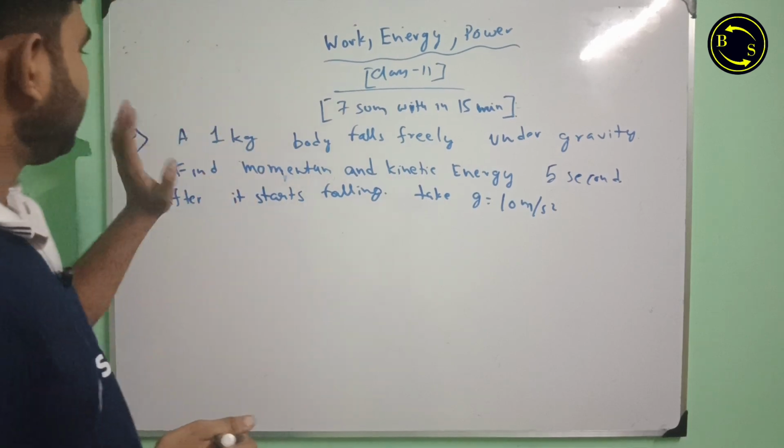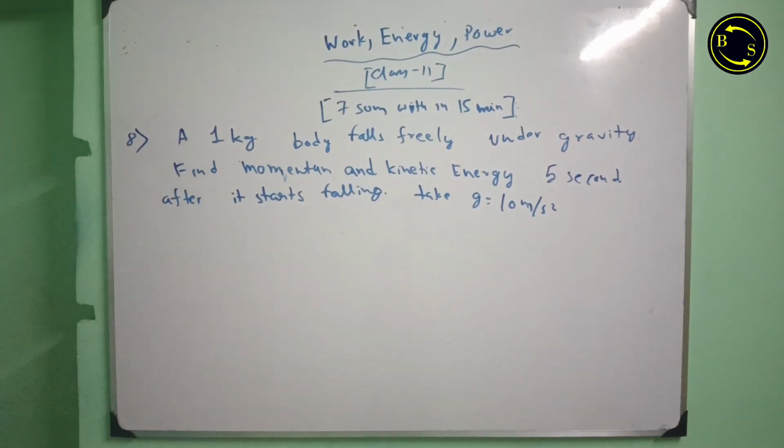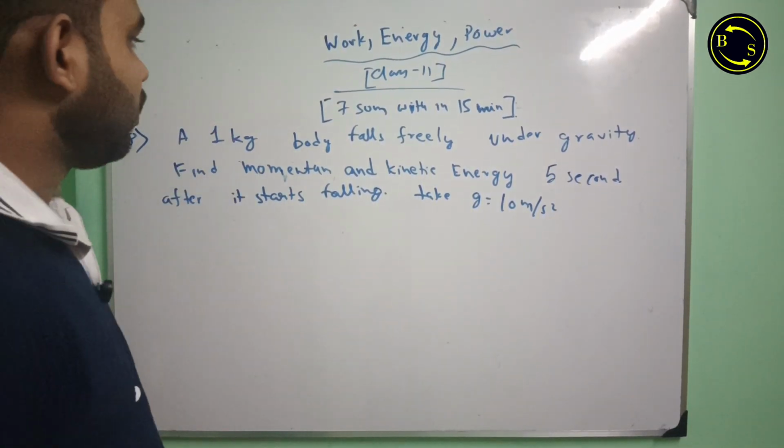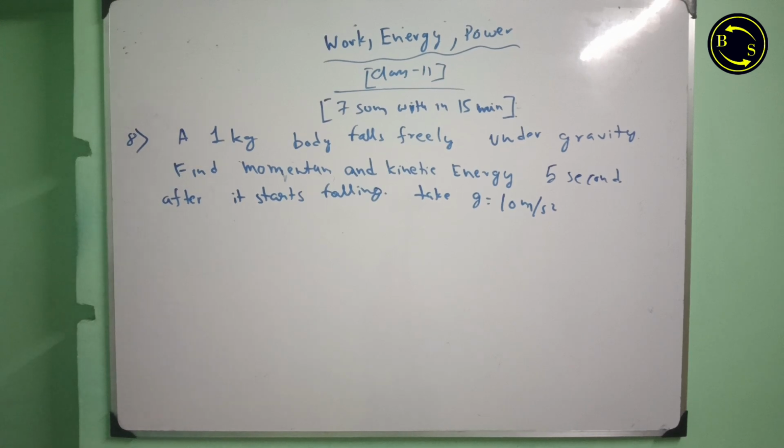Okay, the 8th sum of this series and the first sum in today's class is: 1 kg body falls freely under gravity. Find the momentum and the kinetic energy 5 seconds after it starts falling.